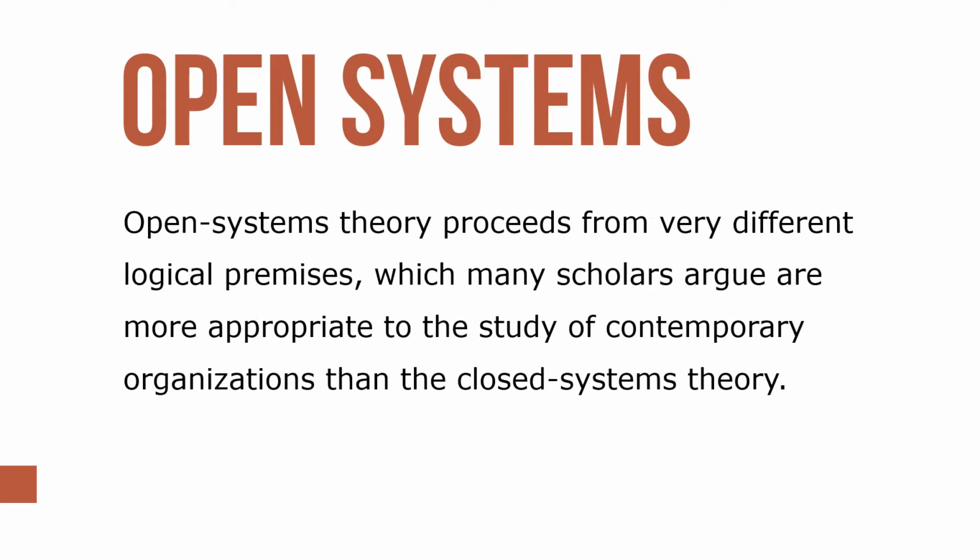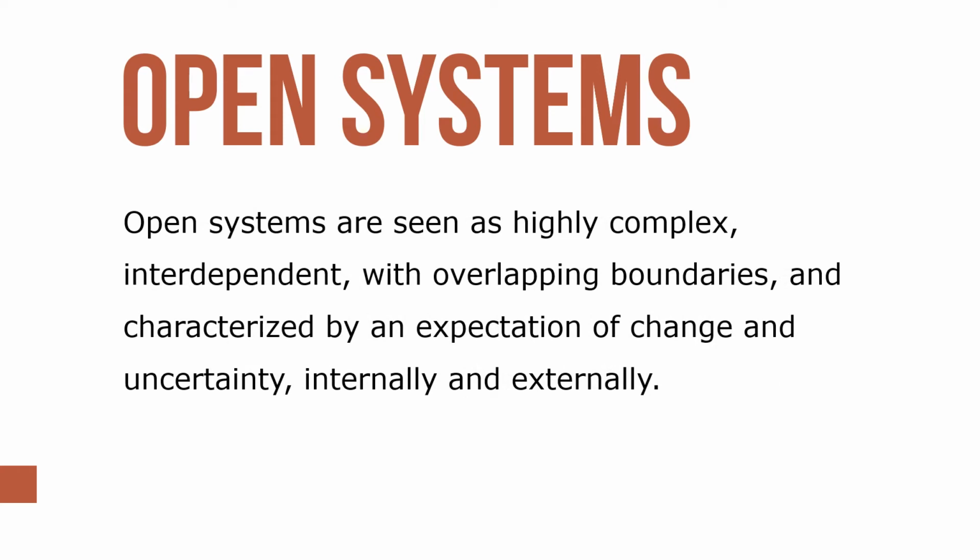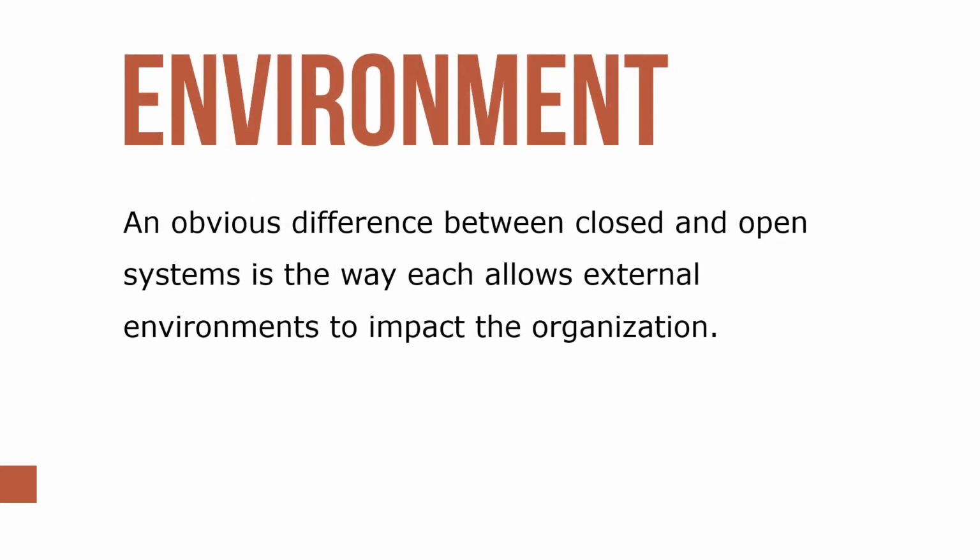Open systems theory proceeds from very different logistical premises, which many scholars argue are more appropriate to the study of contemporary organizations than the closed system theory. Open systems are seen as highly complex, interdependent, with overlapping boundaries, and characterized by an expectation of change and uncertainty internally and externally. An obvious difference between open and closed systems is the way each allows external environments to impact the organization.